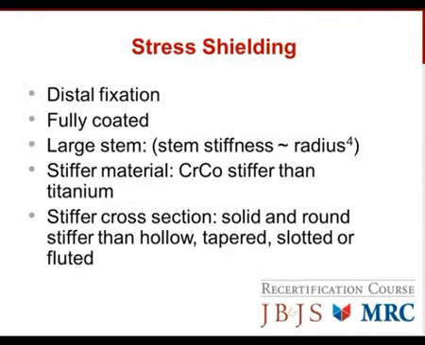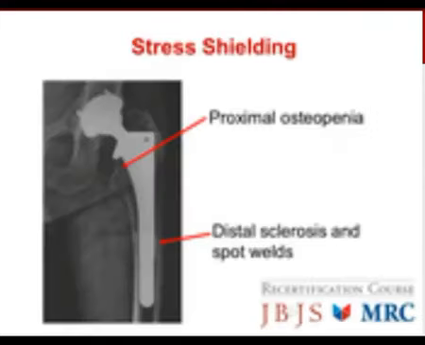Stress shielding is an important concept to understand. This involves when a stem is distally fixed. We often see this in cylindrical, fully porous coated stems. Larger stems tend to be stiffer, and this can result in more stress shielding. Cobalt chromium is the typical culprit when we talk about stress shielding femoral implants, and I've listed some of the factors that go into determining the stiffness of the stem.